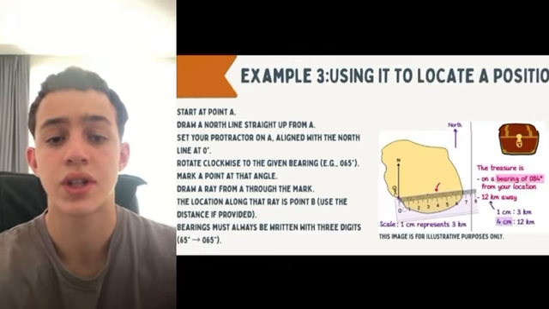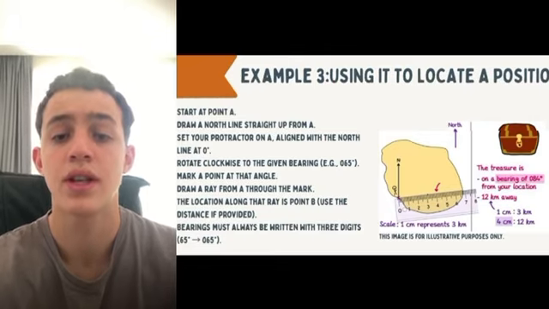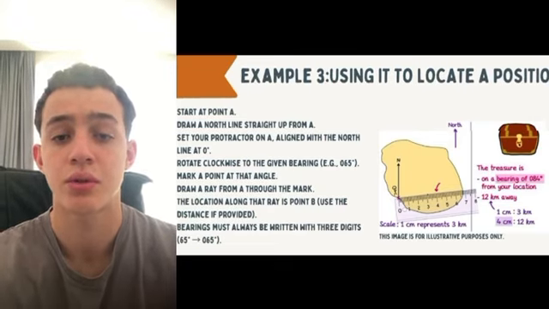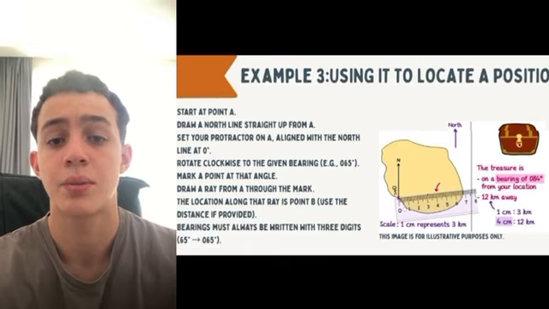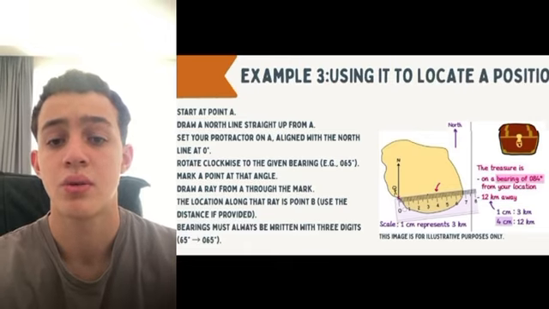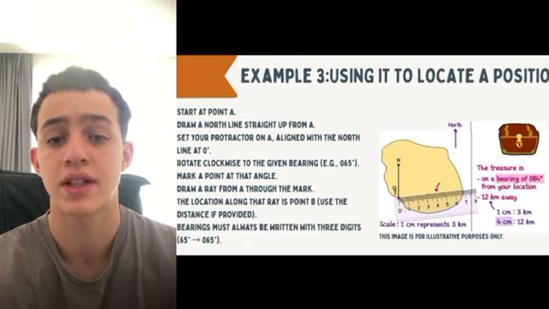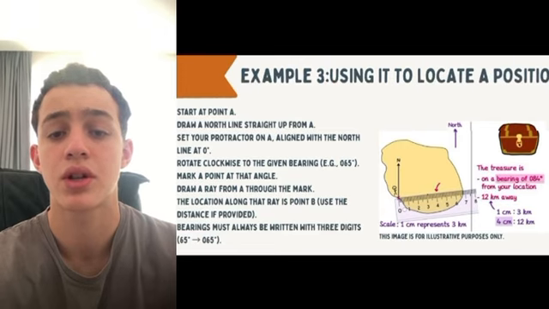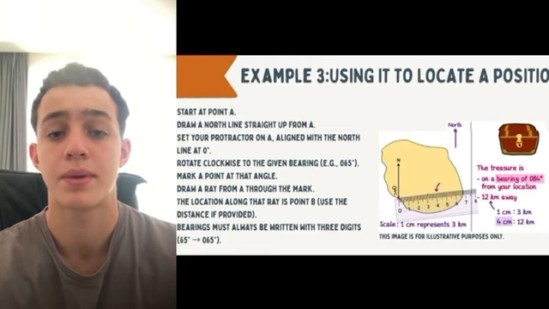Next, we draw a straight line from point A through the mark. This line shows the exact direction towards point B. If the problem gives us a distance, we place point B at that exact distance along the line. Using this method helps us find a location accurately on a map.